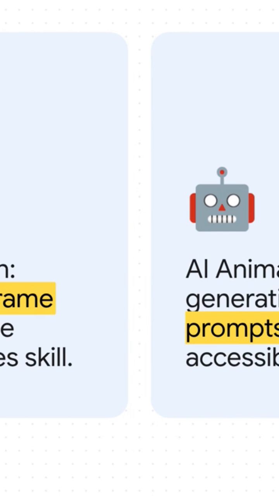And wow, when you put it side by side with traditional animation, the difference is just night and day. I mean, the old way is this incredibly manual, frame-by-frame grind. It could take weeks just to get a few seconds of animation done. But this new AI-assisted way, you're just guiding it with words, with prompts, and getting results almost instantly.